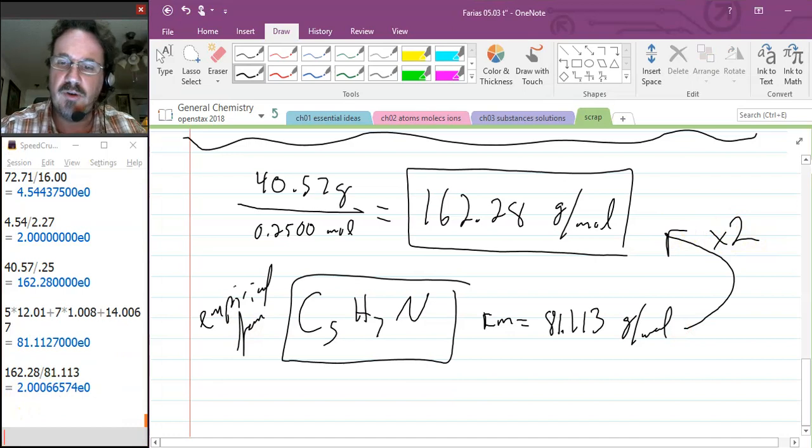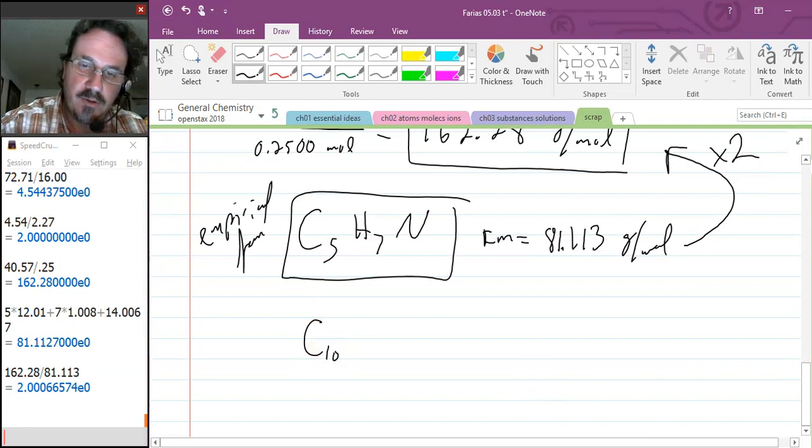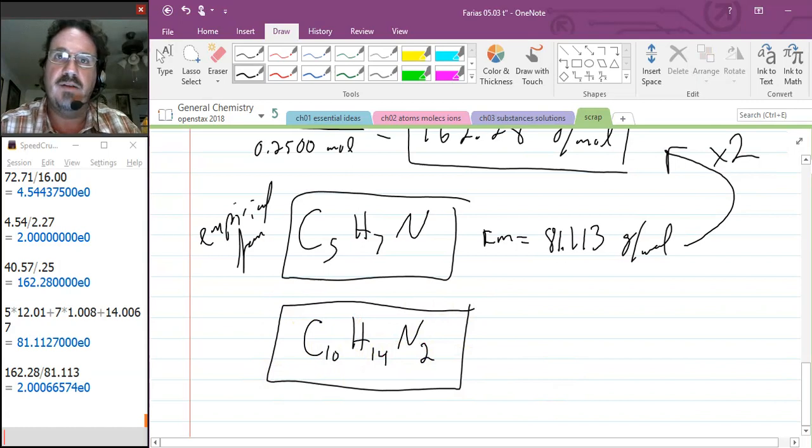It's twice as big. So in other words, in the actual molecule for nicotine, there are not 5 carbons, there are 10 carbons. There are not 7 hydrogens, there are 14 of them. And there's not just 1 nitrogen, there are 2 of them. There is the true molecular formula for nicotine.